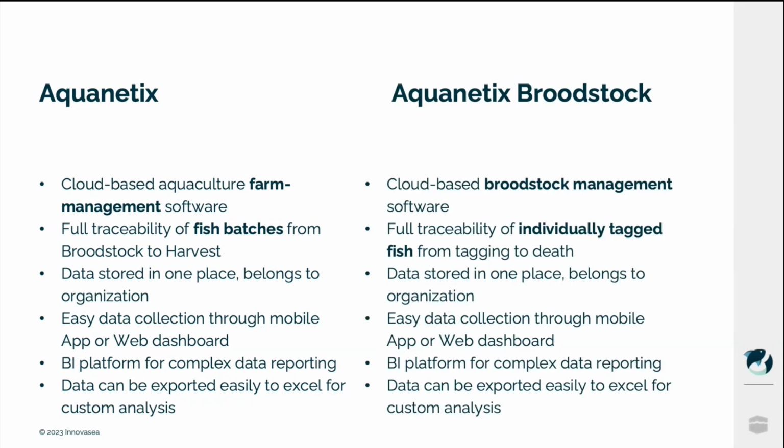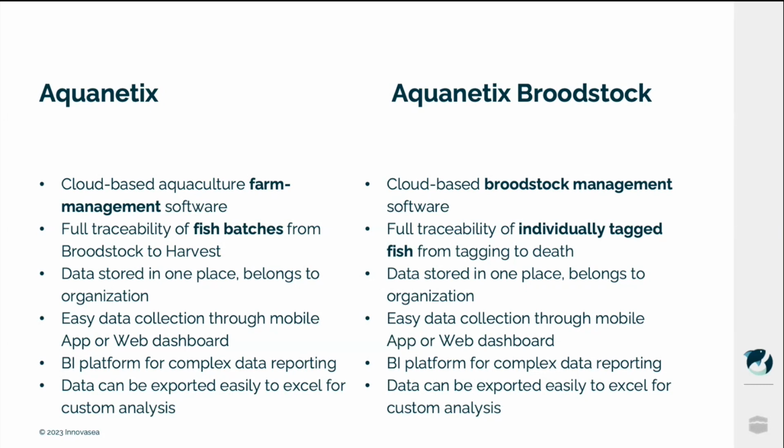What we did within this project was to develop what we call Aquanetix Broodstock, where now it traces individually tagged fish through the system. So now it's not only tracing a group of fish, but you can actually track each individually tagged fish and know where it is and what is happening and what events are linked to that fish specifically. Again, the data is stored in one place in a standard way that can be extracted for analysis, and it belongs to the organization.